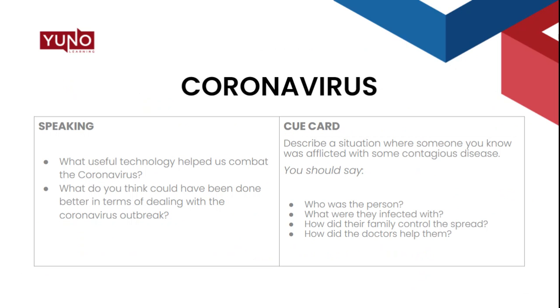Some questions asked in the IELTS exam regarding coronavirus are: what useful technology helped us combat the coronavirus? What do you think could have been done better in terms of dealing with the coronavirus outbreak? Q card: describe a situation where someone you know was afflicted with some contagious disease. You should say who was the person, what were they infected with, how did their family control the spread, how did the doctors help them.